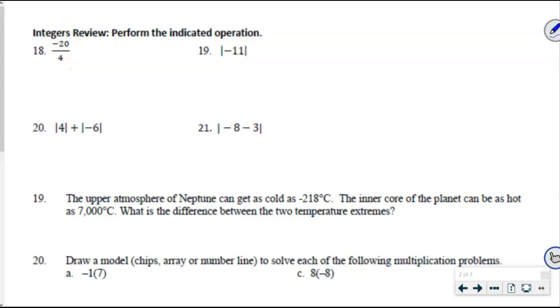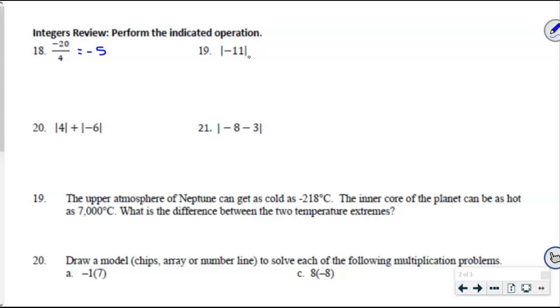Divided. Yeah, this is a division problem. Negative 20 divided by 4. Don't be thrown off by this. This is not really a fraction. It's a division problem. Negative 20 divided by 4 is equal to a negative 5. So that was nice and easy. Let's review absolute value, since I know that that was our weak spot on our quiz.